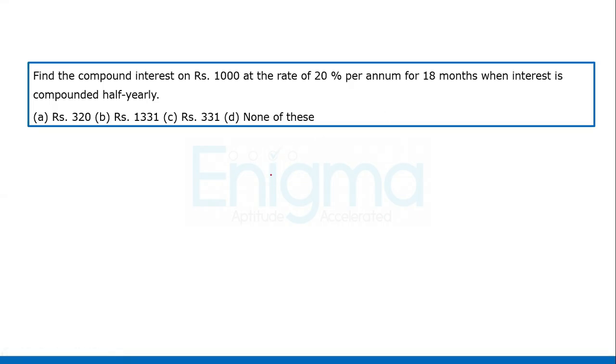Find the compound interest on rupees 1000 at the rate of 20% per annum for 18 months when interest is compounded half yearly. Now, when interest is compounded half yearly, there is a small change in the formula. The formula becomes A is equal to P into bracket 1 plus R by 2 upon 100 raised to 2n.